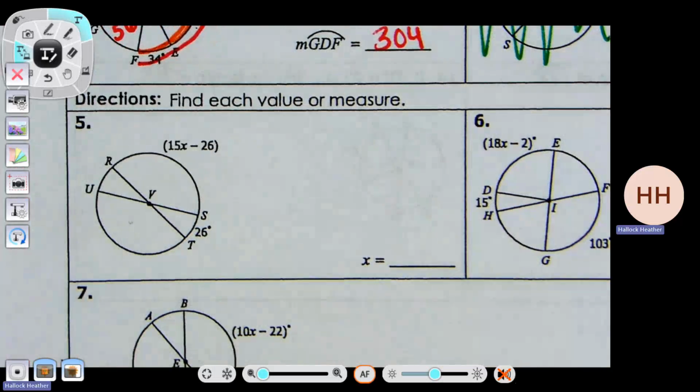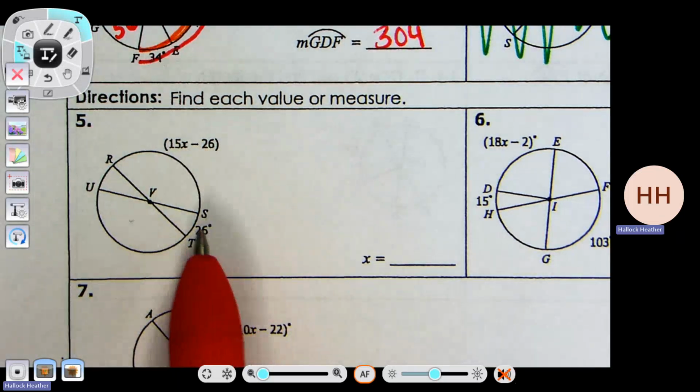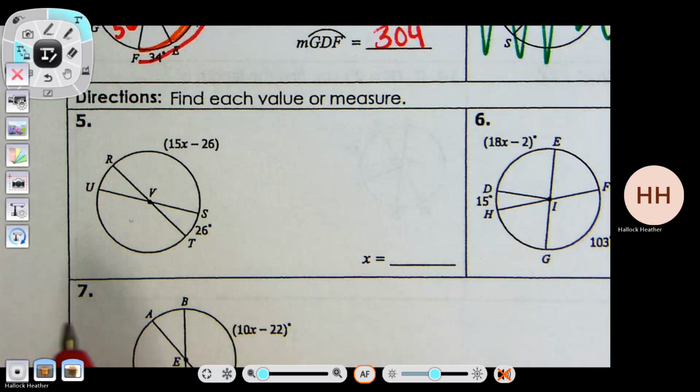So let's go down to number 5. These are solving for X. So you're writing an equation. Like you're not necessarily adding to make 360 or 180. Sometimes they're going to be equal. Sometimes they will make 360, but you're solving for X. So your goal is you're going to have an equal sign somewhere and you need to make an equation. So if I know that this is 15x minus 26, this is 26, what do you want to do? There's like 27 different ways to do this.